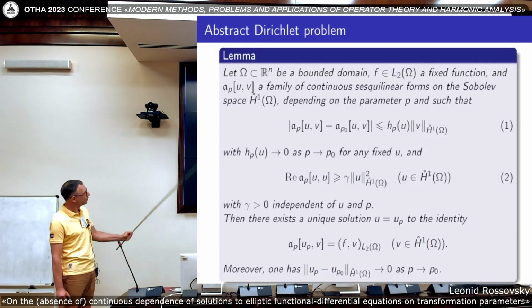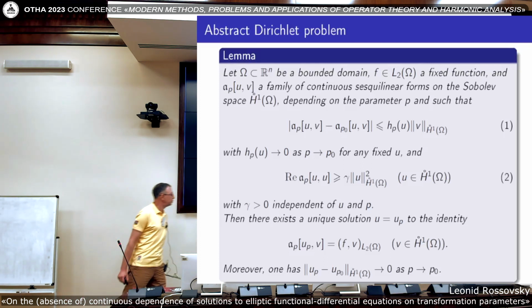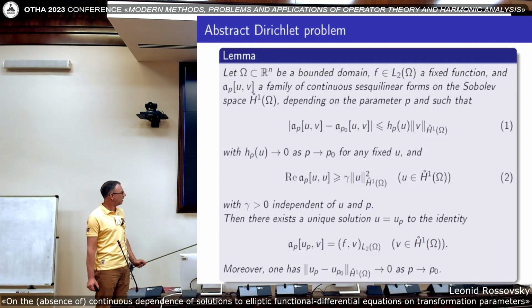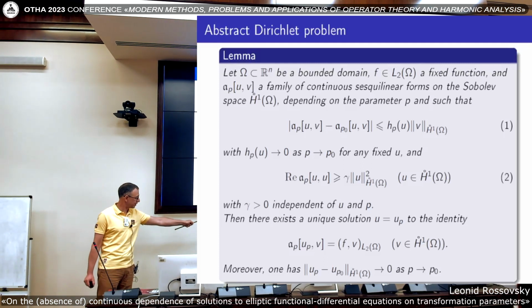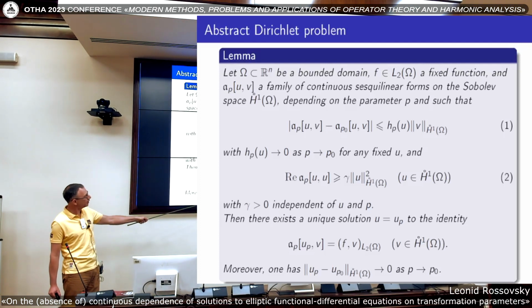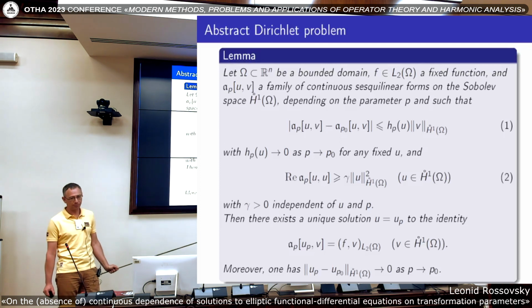I'll say a few words about the meaning of these inequalities. Then there exists a unique solution u_P to the abstract Dirichlet problem, and which is important, under the above conditions we have the convergence of this family of solutions to the solution of the limit problem.